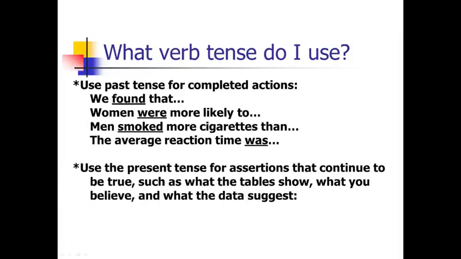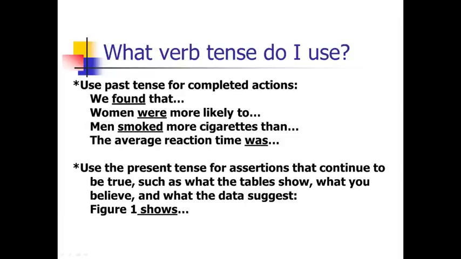However, you're going to use the present tense in a couple of cases for things that actually continue to be true when your reader reads the paper. So if you say that table 1 shows something, well, that's going to be in the present tense, because when your reader reads the paper, the table is still going to show that. Or what you believe your data show. Well, that's true. It's still true when your reader is reading your paper. It's not a completed action, so that will be in the present. Or what the data suggest. All of those will be in the present tense.